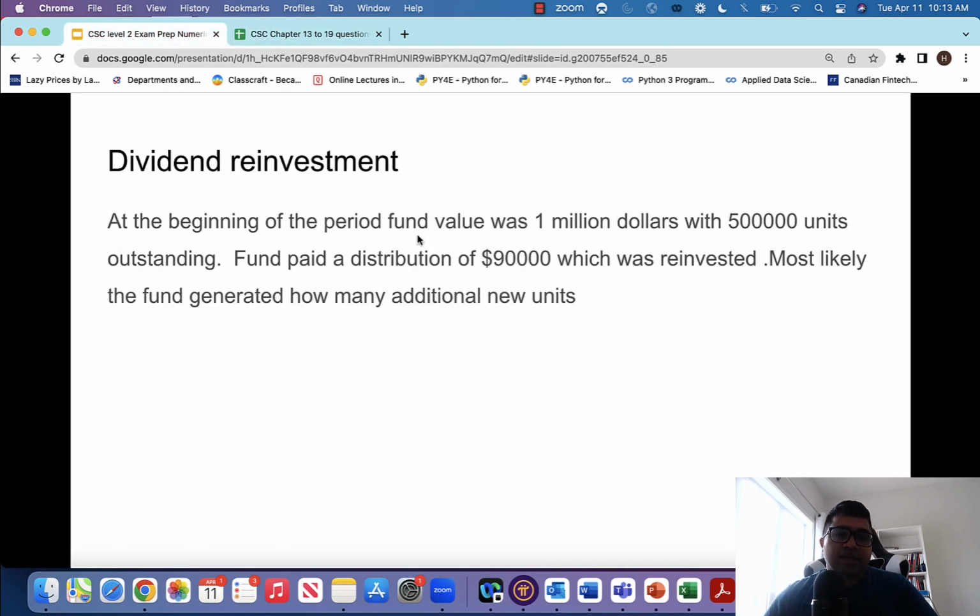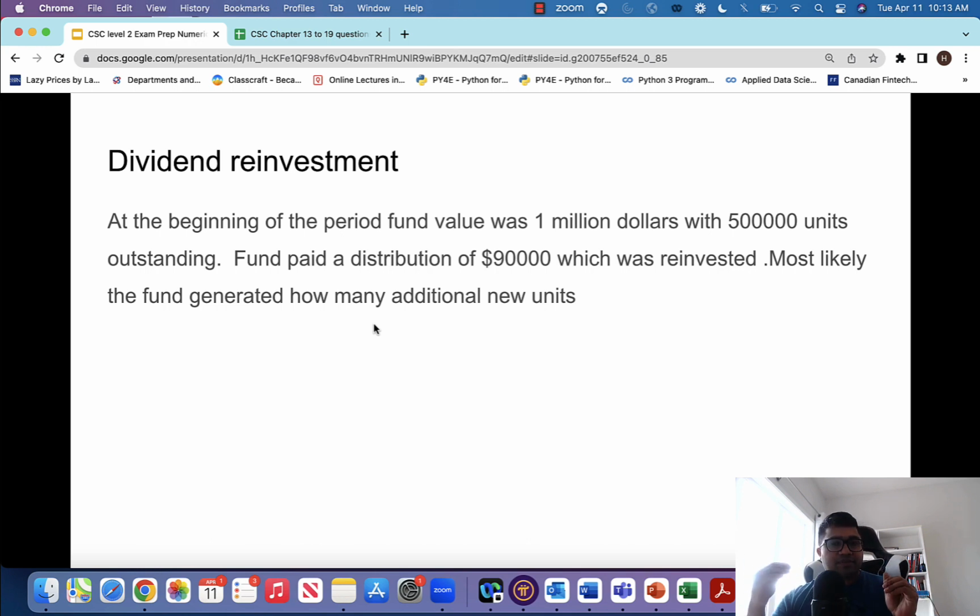Next one, dividend reinvestment. So at the beginning of the period, the fund value was $1 million, right, with 500,000 units outstanding. So the fund value of a mutual fund is given $1 million and 500,000 was outstanding shares. The fund paid a distribution of $90,000 which was reinvested. Most likely the fund generated how many additional units?